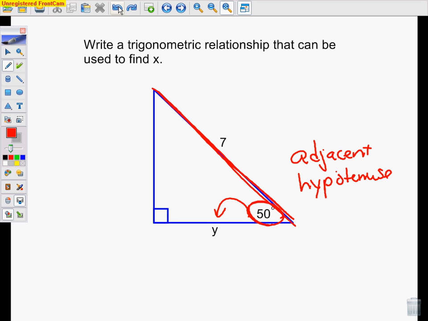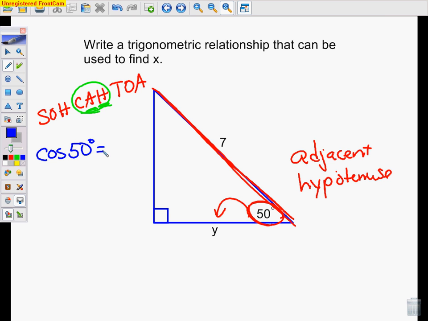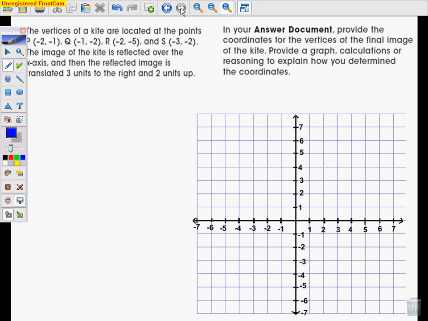So, which trigonometric function uses adjacent and hypotenuse? Well, that would be the cosine. Cosine is adjacent over hypotenuse. So we can say the cosine of 50 degrees equals adjacent. Which side was the adjacent? The y, over the hypotenuse, which was 7. So that would be your trigonometric relationship. Great. All right. Let's go to the next problem.